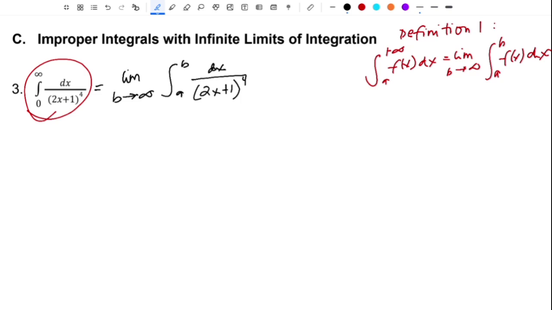So, the first thing we need to do is to integrate our indefinite integral first. Let's do it. Our indefinite integral is the integral of dx over (2x plus 1) raised to 4.